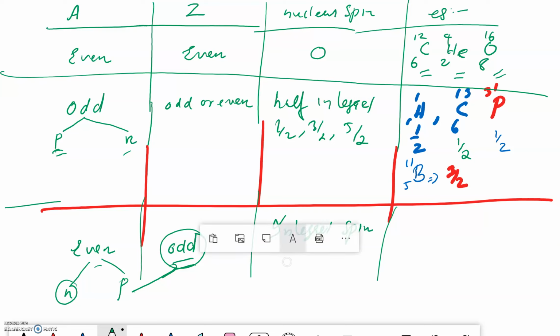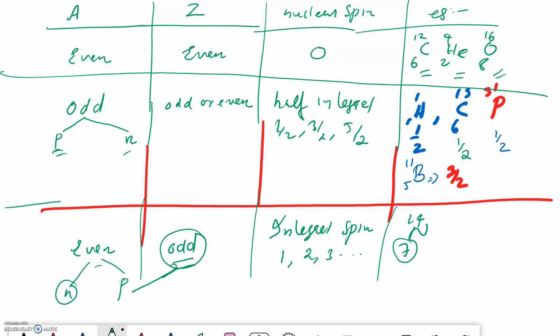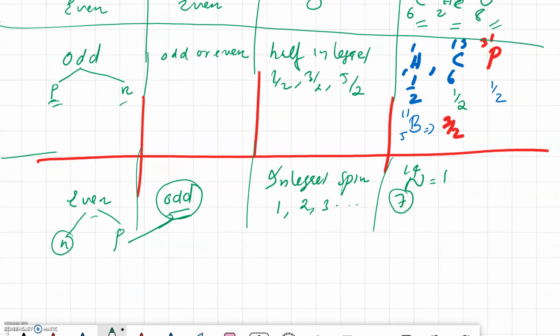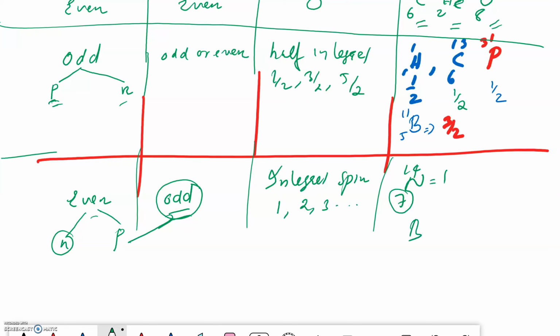That is, its spin will be 1, 2, 3, etc. For example, if you consider N-14 (nitrogen-14), atomic number odd, mass number even, its spin is equal to 1. Another example, B-10 (boron-10), its spin is equal to 3, like that. And this type of nuclei are generally known as quadrupole nuclei.